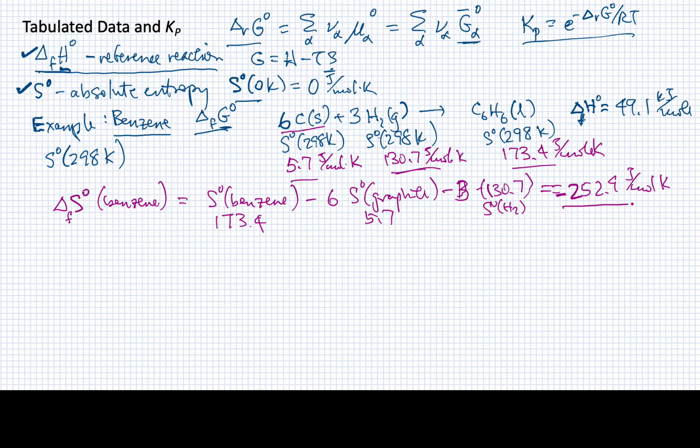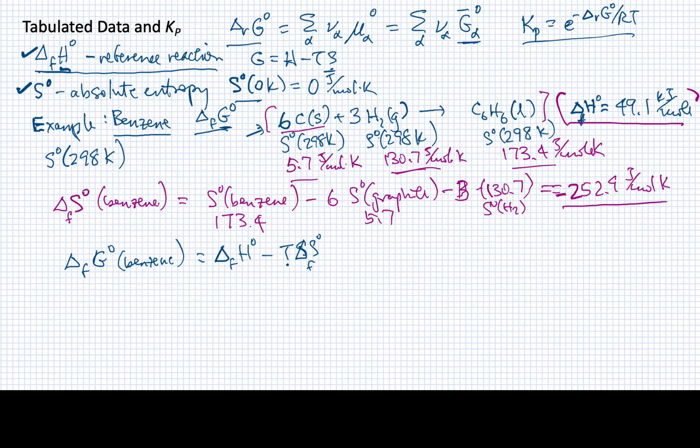All right, so I have an entropy change for this process written here. I have an enthalpy change for that process written here. So with these two things, I can define what the Gibbs energy change is for this reaction of formation, right? And that Gibbs energy change of formation for benzene will be equal to the heat of formation for benzene minus T times the entropy change of formation for benzene. Now what temperature do I use? Well, I use the standard temperature, 298 Kelvin.